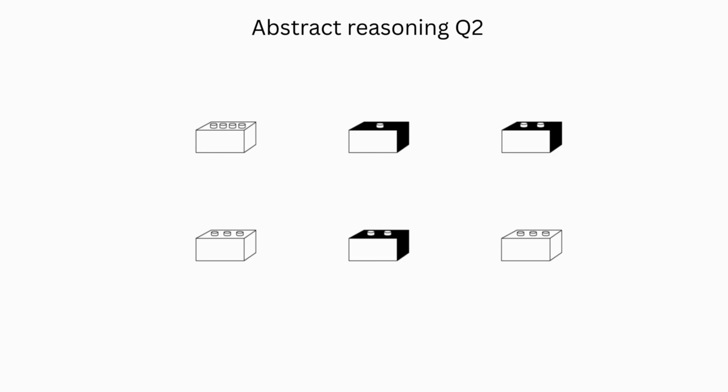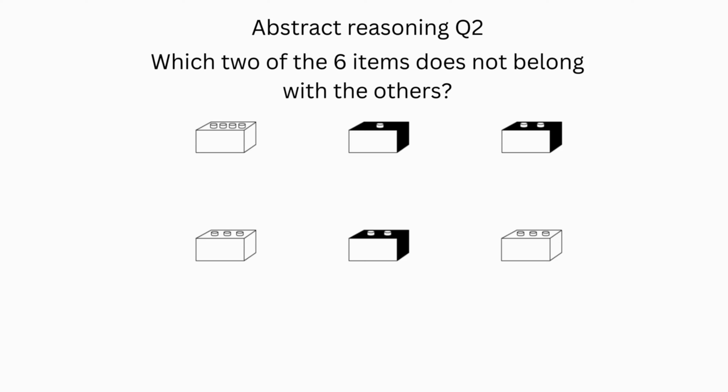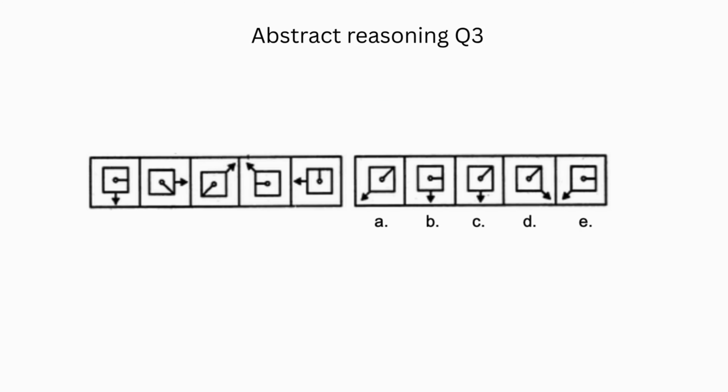Let's move on to this second question. This question asks you to spot which 2 images do not belong with the 6. The easiest way to execute this question is to group the items into pairs. As we can see here, these 2 are identical, same as these 2. We can then determine that this item and this item are the ones that do not belong with the 6. Let's move on to the final question.